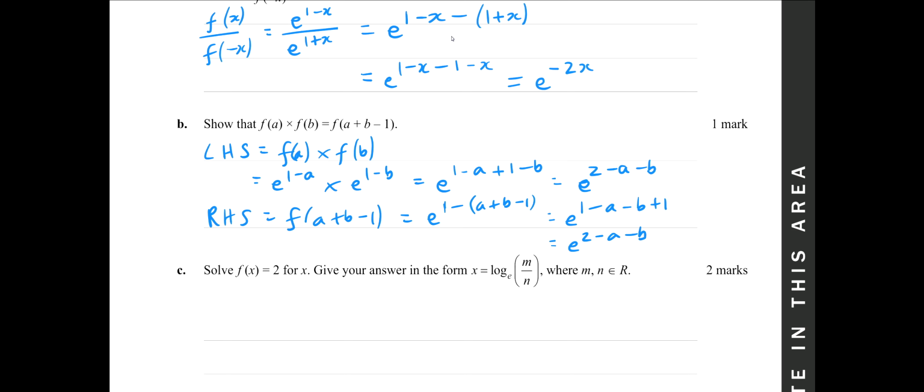And if you have a look very quickly at what we've got, we have the left-hand side working out to e to the 2 minus a minus b, the right-hand side working out to e to the 2 minus a minus b. The two of them have aligned up exactly, so therefore we can say the RHS is equal to the LHS, and we have conclusively proved the equation is true.